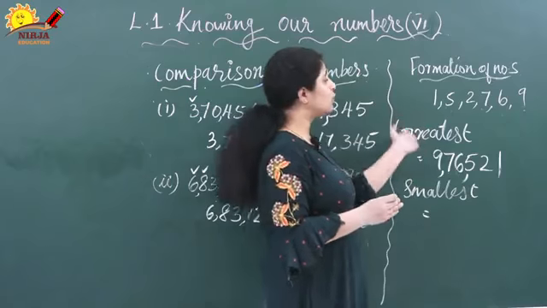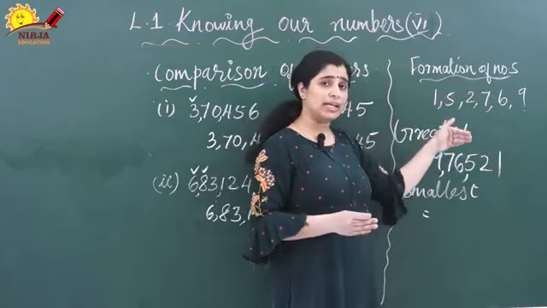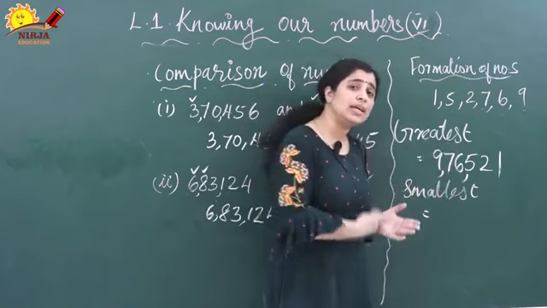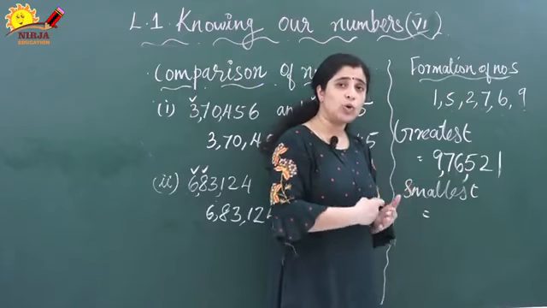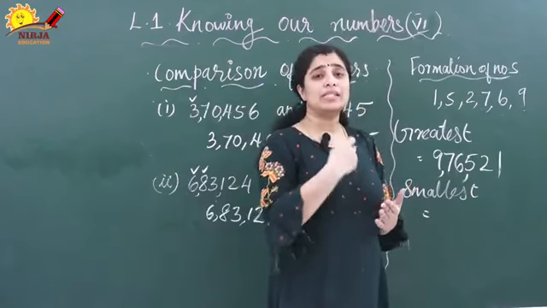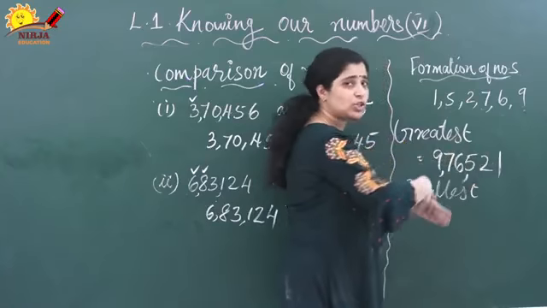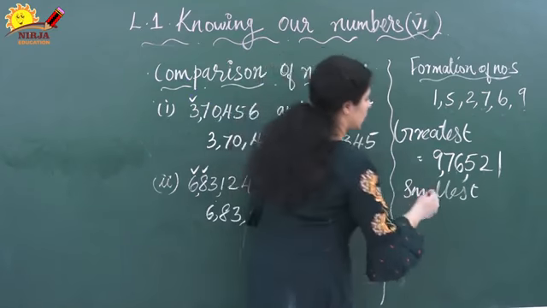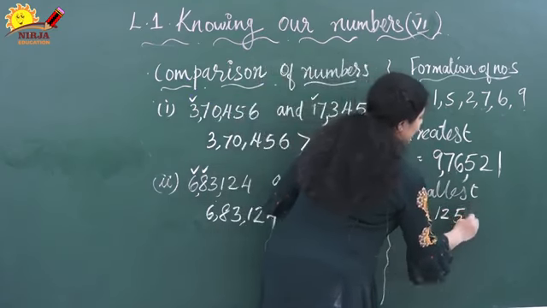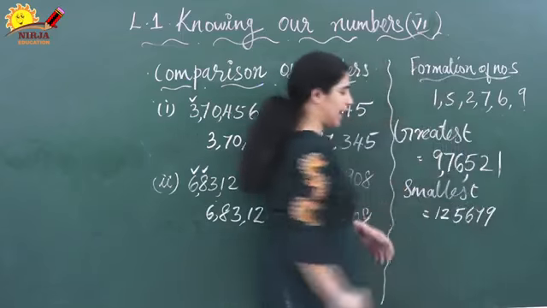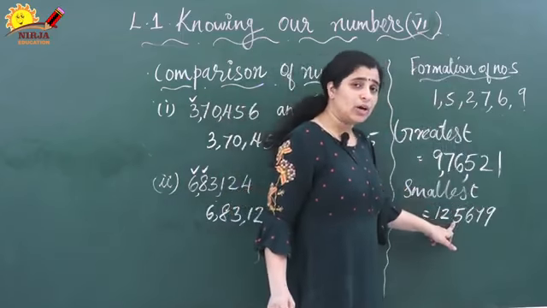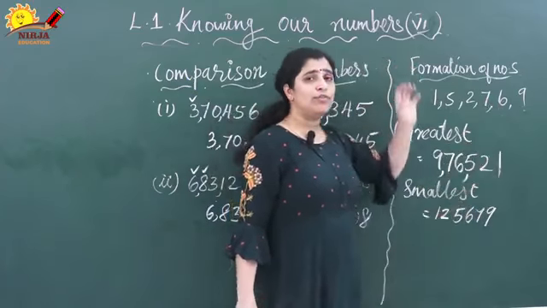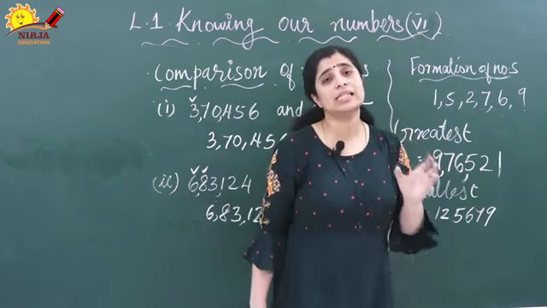You have to do the reverse of this. In this case, for greatest, we have written in descending order. Smallest means you have to write in ascending order. Ascending means from smaller to bigger. You can write the reverse of this only. If this is in descending order, this way it will be ascending order. So 1, 2, 5, 6, 7, 9: 1,25,679. Like this you can form the greatest and smallest 6-digit numbers.